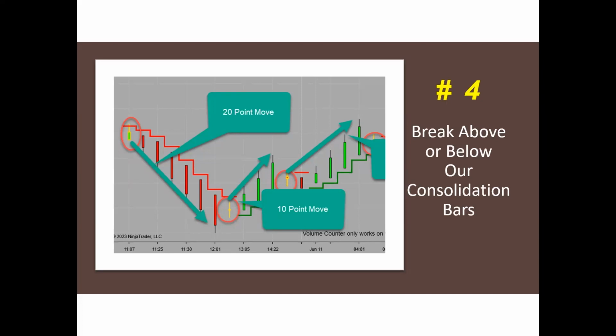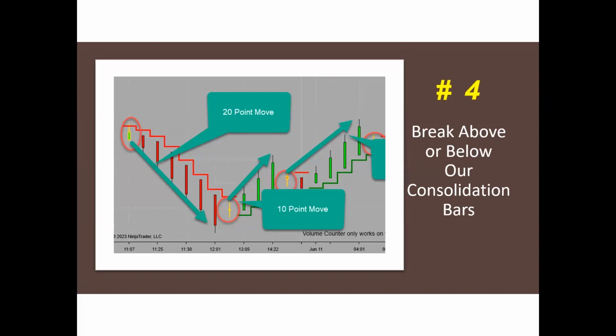Typically, when we break above or below these consolidation bars with the E-mini, we'll generally get a move of 10 or more points. So anytime you have a trade setup that results in a fairly common move of 10 or more points, to me, that's pretty phenomenal.